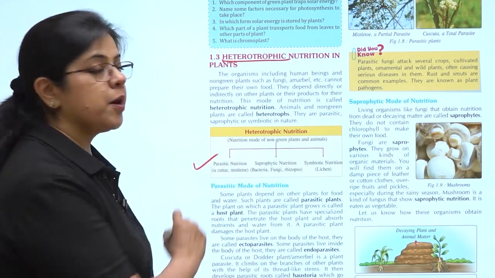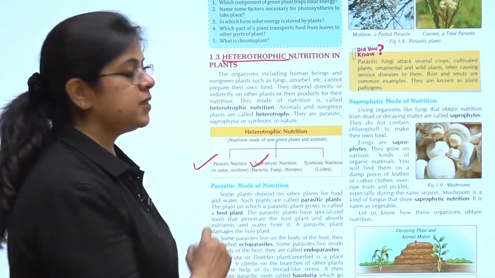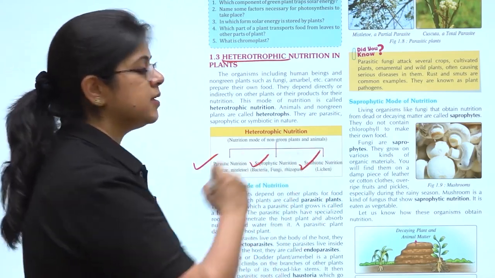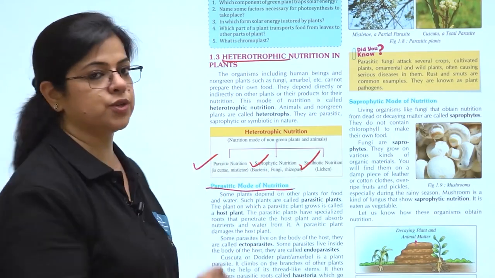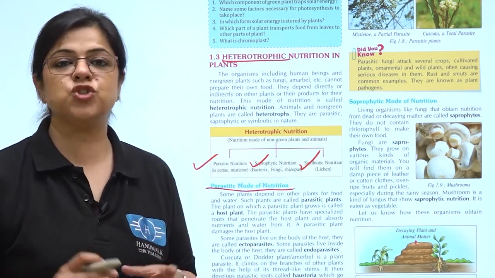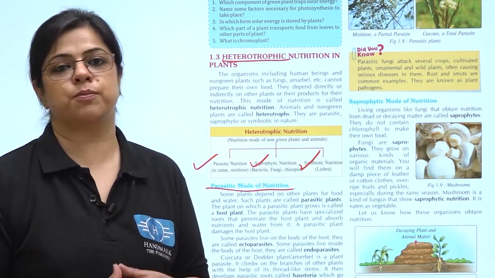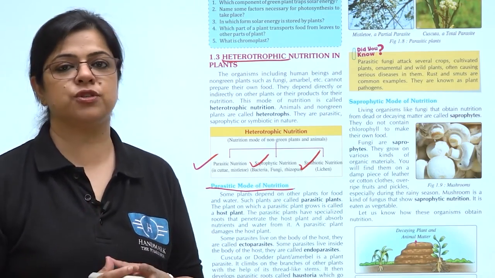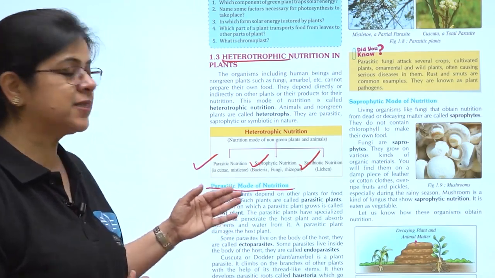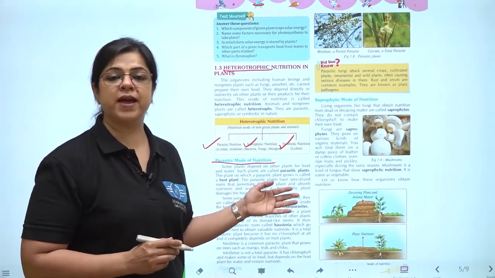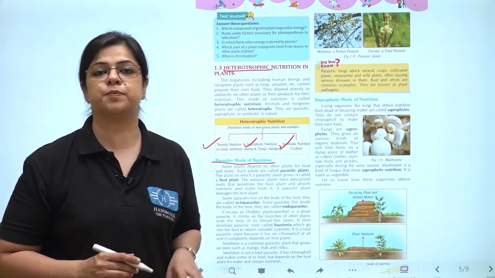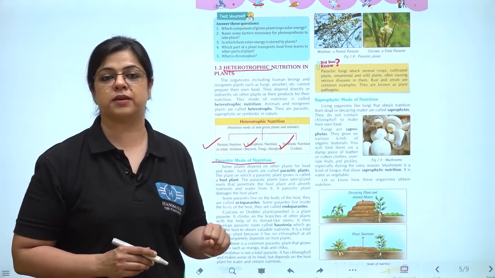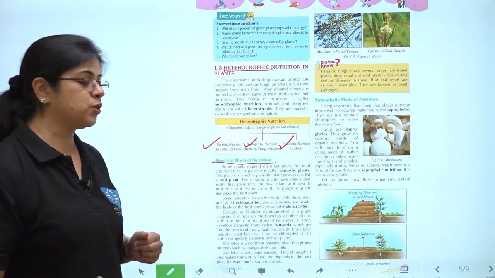They are parasitic, saprophytic, and symbiotic. Learning first about parasitic mode of nutrition. A parasite essentially lives on the host body and derives nutrition from there. In case of parasitic plants, the plants develop special roots that penetrate inside the body of the host plant and derive nutrition from it. Parasitic plants are of two types.